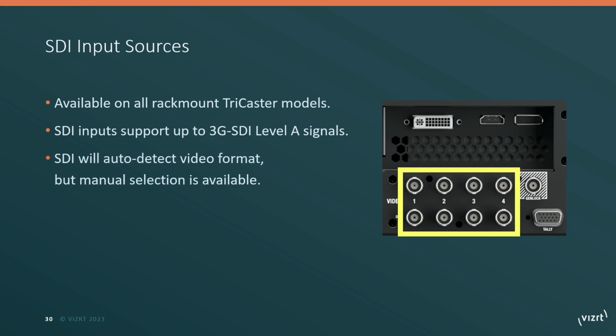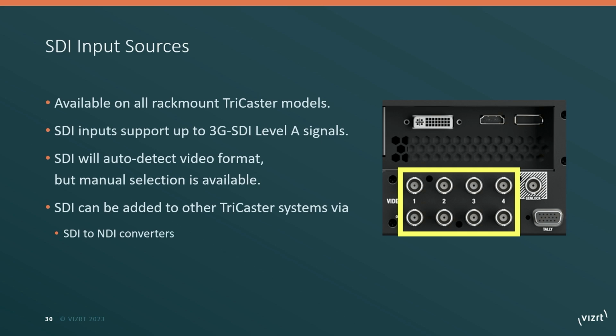The TriCaster will automatically detect the video format of the SDI signal that you plug in, but you do have the ability to override that in the software and force a particular video format if needed. If you need to add additional SDI connectors to a TriCaster system that doesn't have any, you can use the following methods. You could get an SDI to NDI converter and then bring in the signal via NDI, or you can get an SDI to USB video interface and then bring the signal in via USB. Let's take a closer look at using SDI with your TriCaster system.